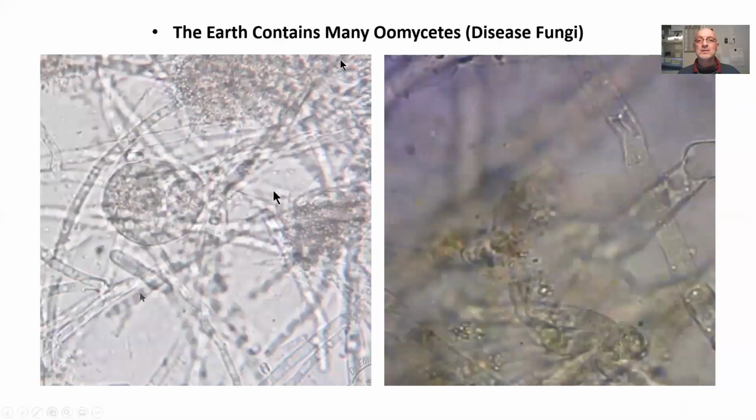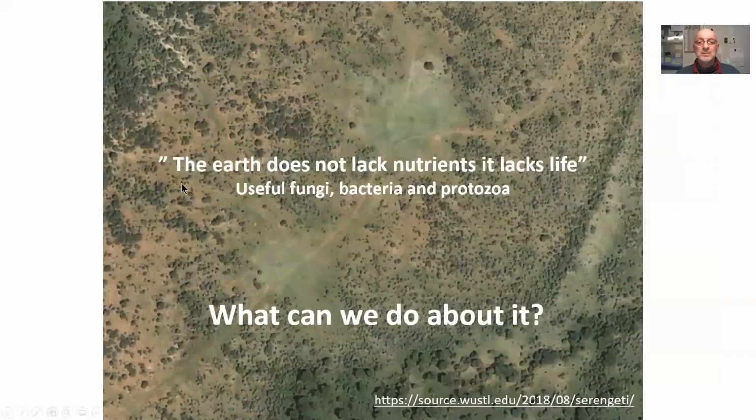Next thing is fungus, and these are oomycetes, fungus diseases, and those look like this in the soil. This can be early blight, and it can be mildew or late blight in potatoes. So these are the diseases, and again, we are promoting them by having monoculture crop and no biological life and biological cycle in the soil. The earth does not lack nutrients, it lacks life. And that life should be fungi, bacteria, and protozoa, all useful, not all these disease ones.